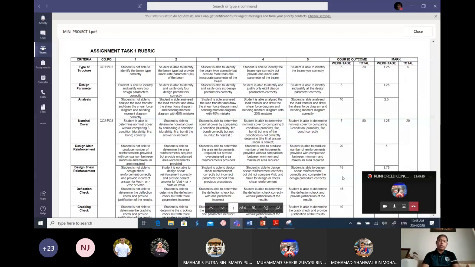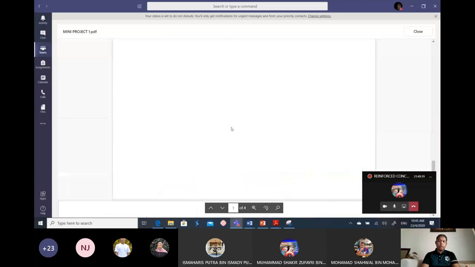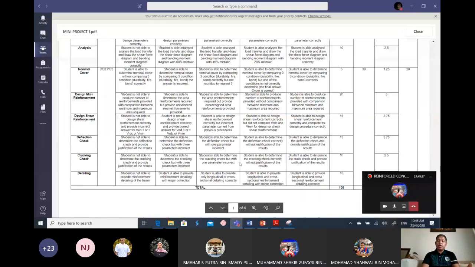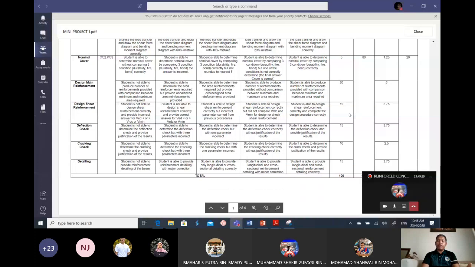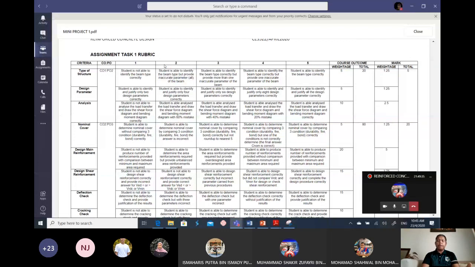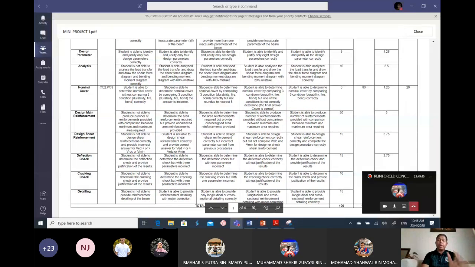Otherwise, for example, one way slab will have 25 marks, two way slab will have 25 marks. So you have to score this. Every single task you must get 25 marks. This is how I give marks. The 1, 2, 3, 4, 5 are the weightage. Just read and follow the rubric so that you can score the marks. Please make sure you get full marks for your task. This is the medium through which I can help you get marks. On the test I cannot help you anymore.